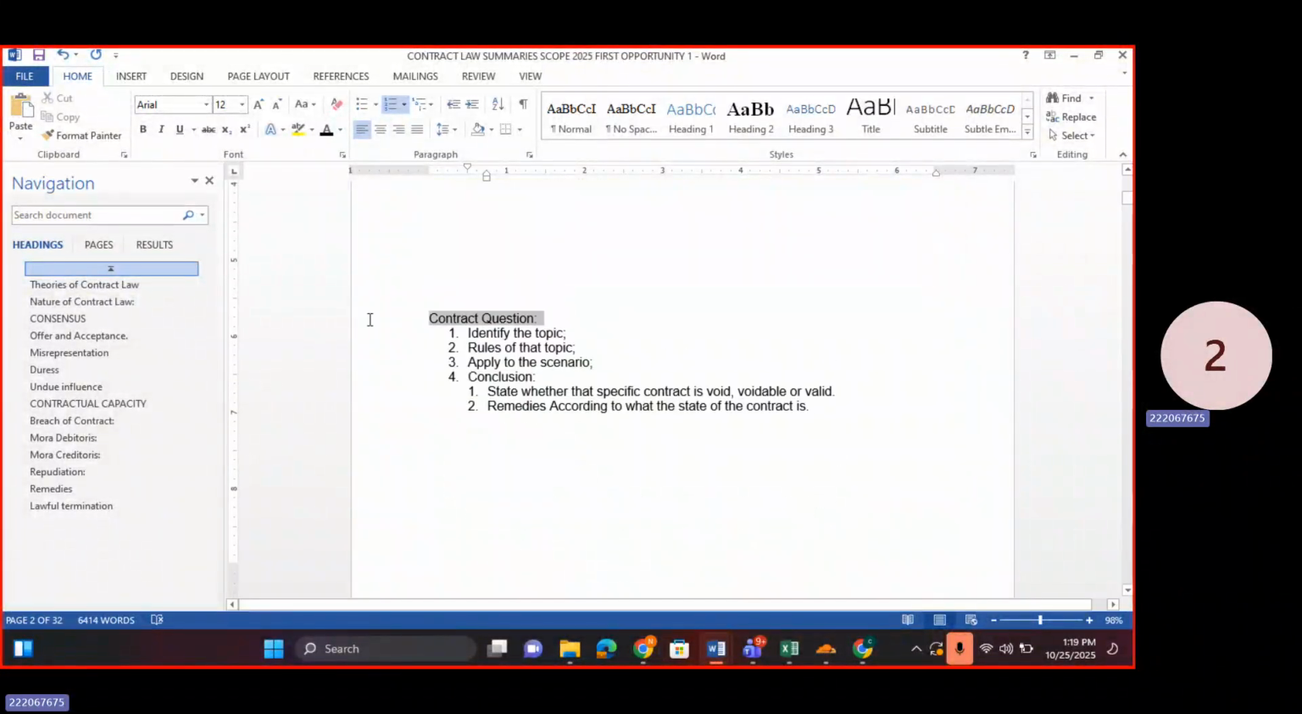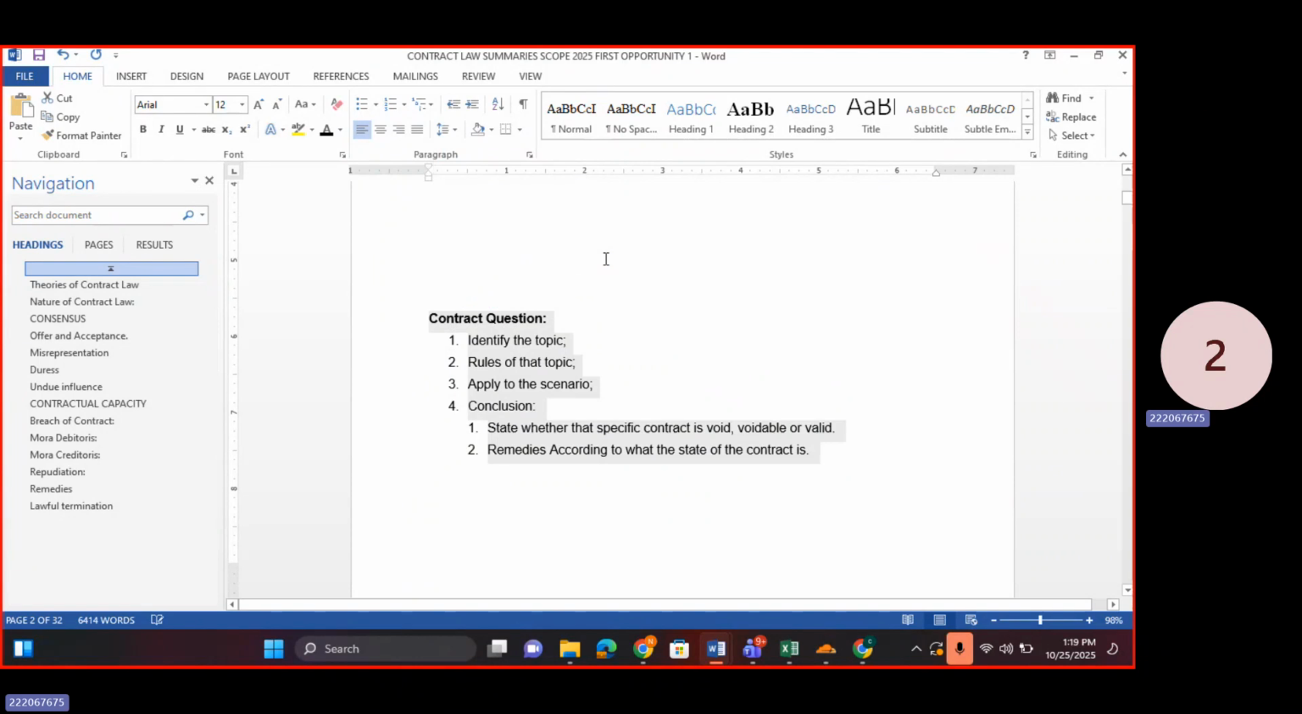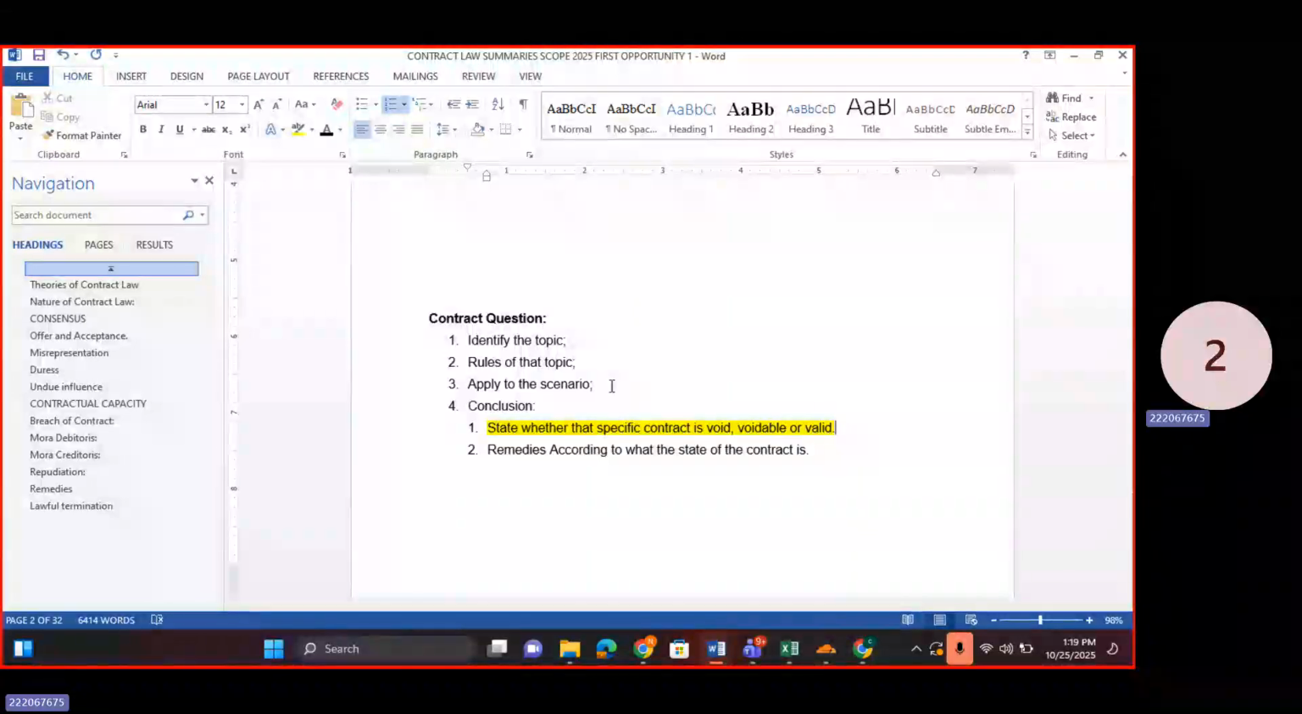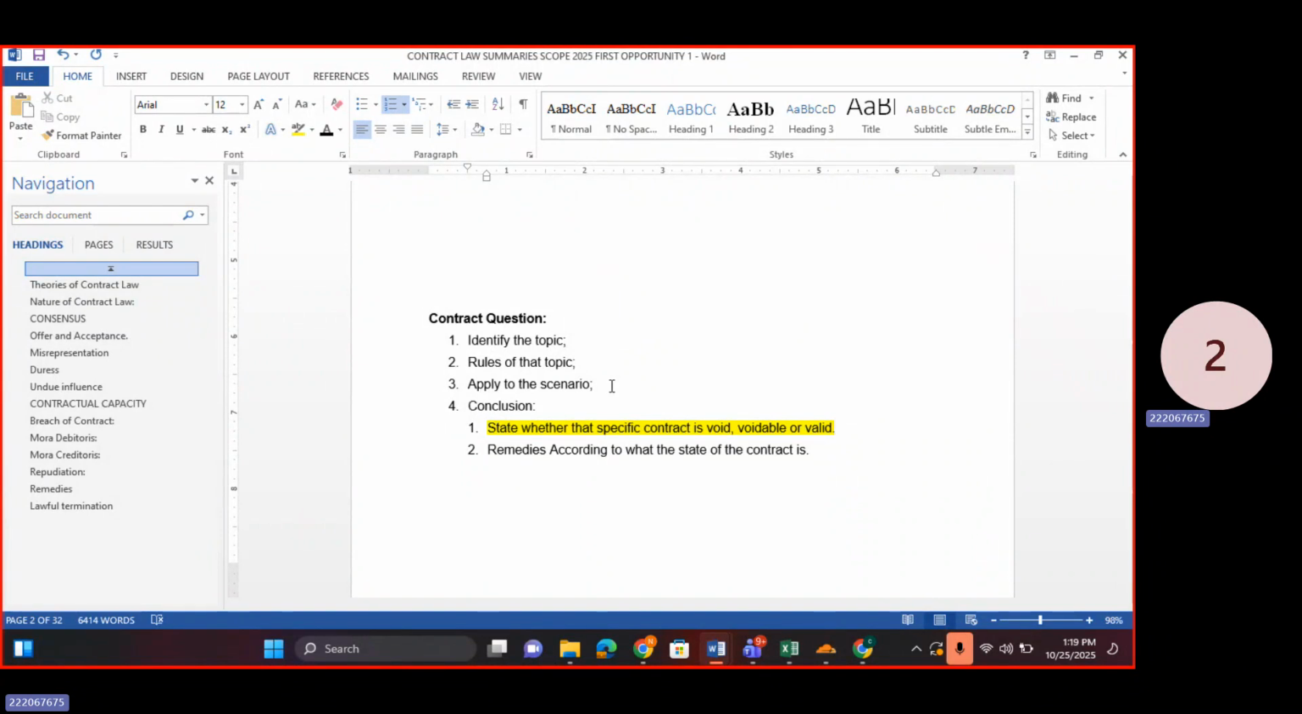So this is how you answer a contract law question. You answer a contract law question by first identifying the topic, rules of that topic, apply to that scenario, and then conclusion, state whether that specific contract is void, voidable, or valid. And this is a very important one because it helps you understand the whole point of contract law as a module. The whole point of contract law is to test, is this pupil able to see that this contract is a void contract? Is it able to differentiate what a void contract is, what a voidable contract is, and what a valid contract is?